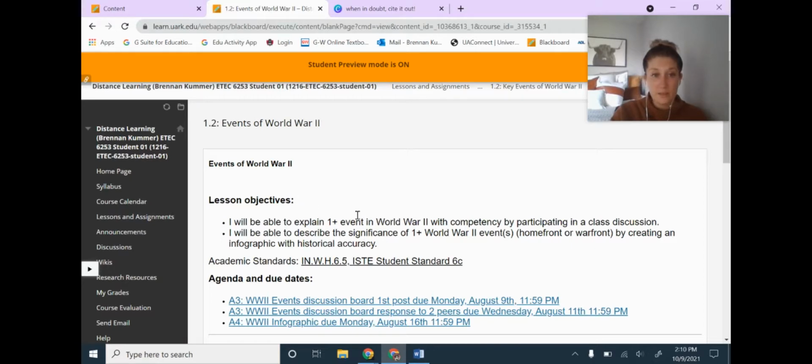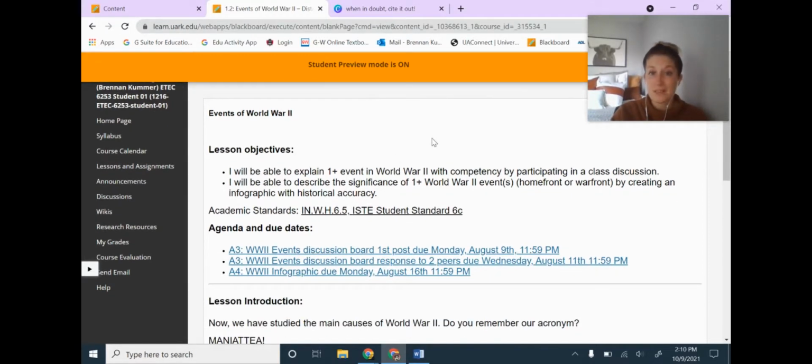So if we look here, the objectives for this specific lesson are to explain the events in World War II with competency. They'll be doing some interactive activities here. So while the first lesson was very much individual, this one is a lot more collaborative and team focused. They're going to be participating in a discussion. They're going to be describing events and create an infographic. So we're moving beyond traditional assessment measures with a test by moving into this activity where students are going to be creating something, which again is a higher order thinking task. They're going to be creating an infographic about a World War II event of their choice.